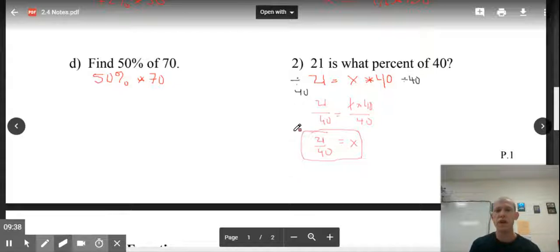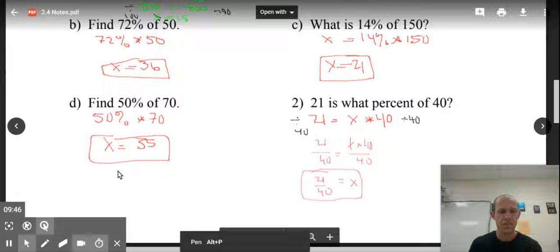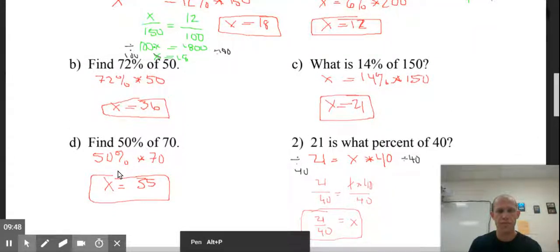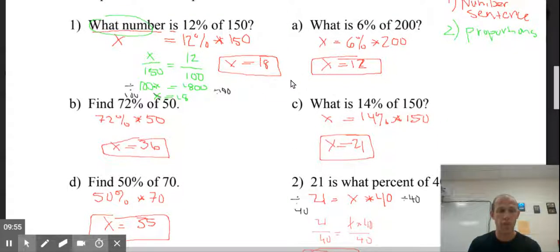In the next video, I'm going to work out the other method, but I do want to write all the answers down for you for this method. So for D, we have x equals 35, C, x equals 21, B, x equals 36, and A, x equals 12. So try those, make sure that you get out those answers.